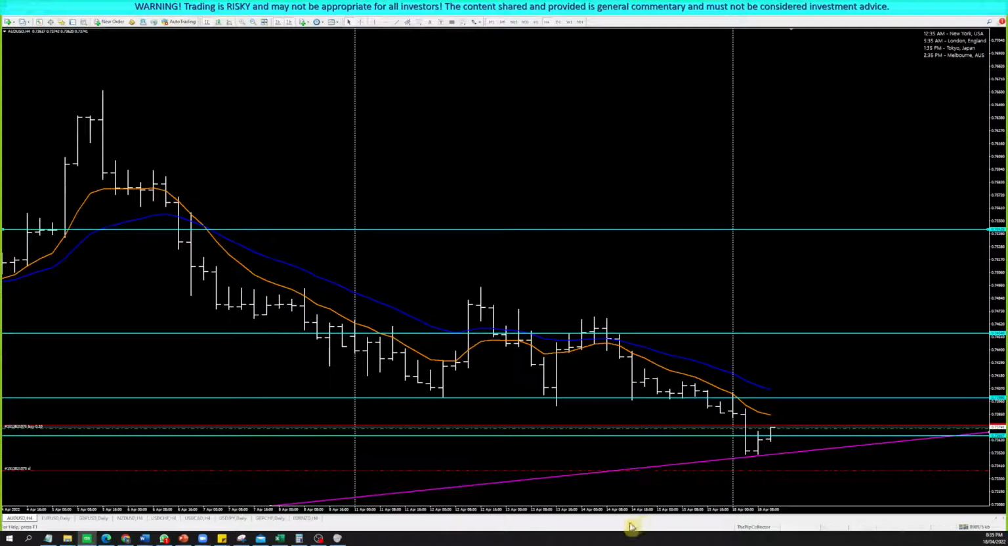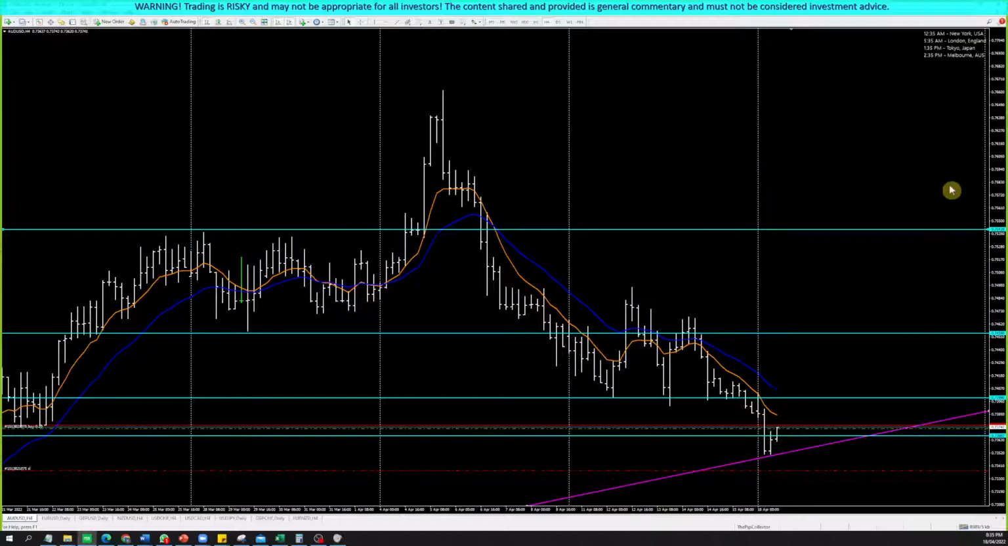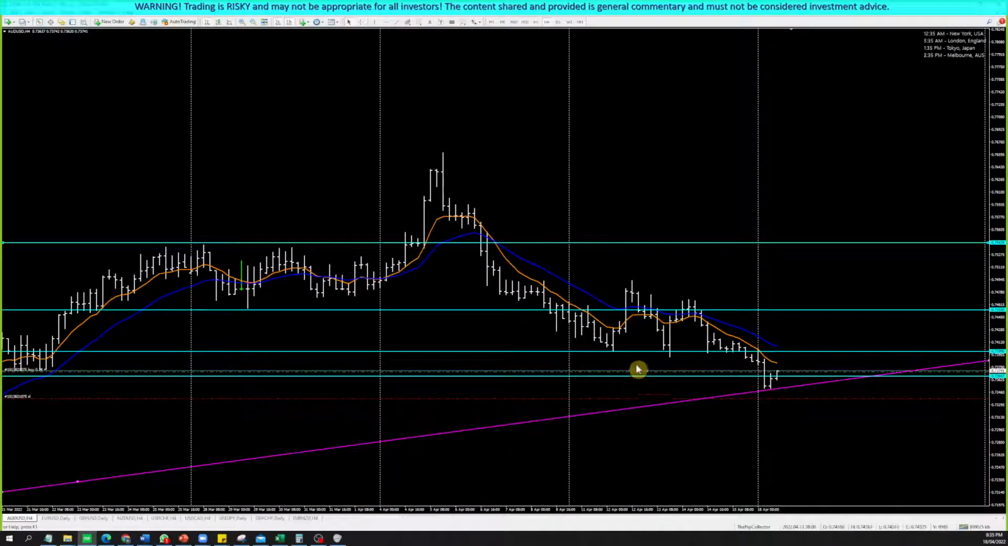All right? So I hope that analysis would help you there, but if you are looking to sell, okay, kasi I'm buying here for that D1 uptrend.